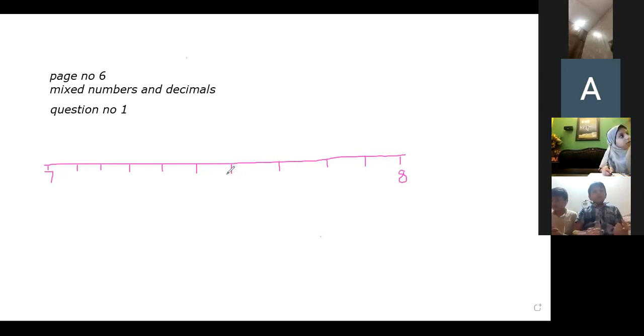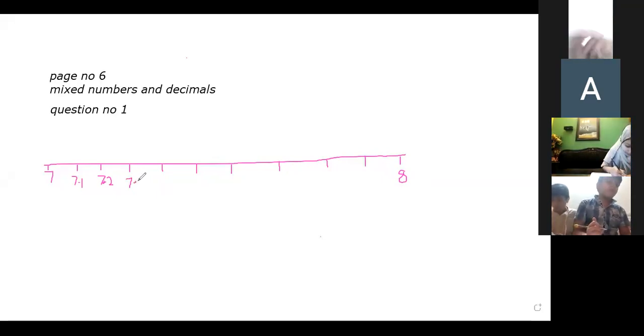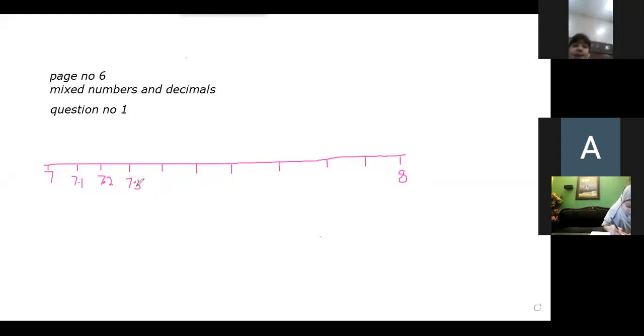It means that we have to convert it into tenths, write it as a decimal and write the tenths value. Always after the point, the first value that comes is the tenths value. So the first line, we start from 7. It means 7 point, after 7, this is the first line. So I'm going to write it 7.1. The second one is 7.2. The next one is 7.3.